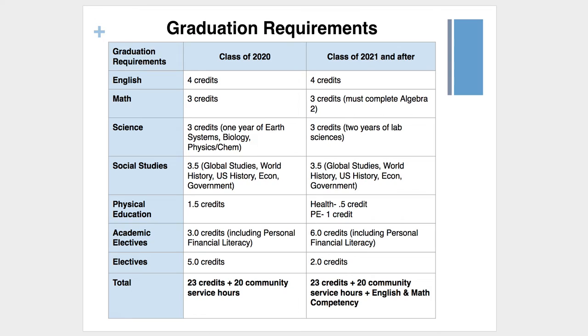Class of 2021 must take a health and fitness class. The number of academic electives changes, and that affects the number of open electives. But you'll see down on the bottom, the 23 credit requirement is the same for all classes, as is the requirement for 20 hours of volunteer community service. Please note that the class of 2021 will have to show English and math proficiency, and you will be getting more information about that later.